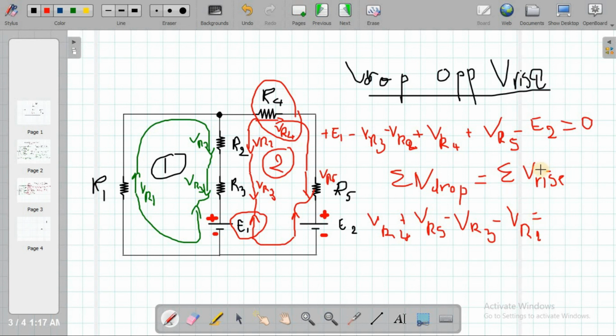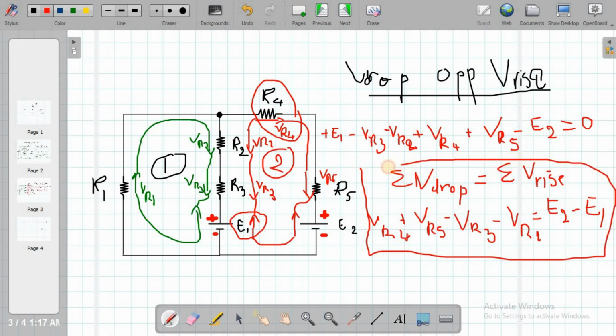Now the voltage rise. Let me send E2 first, because the one that is negative becomes positive on the other side of the equals sign. So it's going to be plus E2, and E1 is going to be negative, so negative E1. So guys, in a simple way, this is how to generate an equation from Kirchhoff's rule using the loop rule.